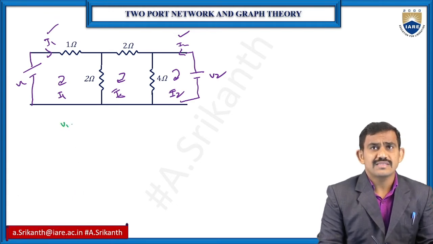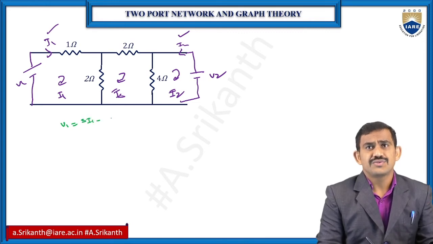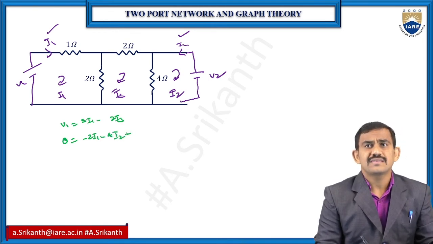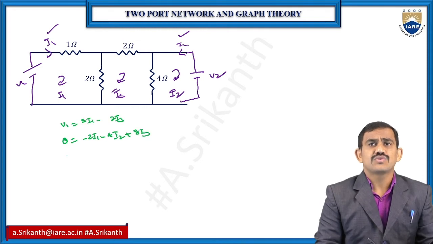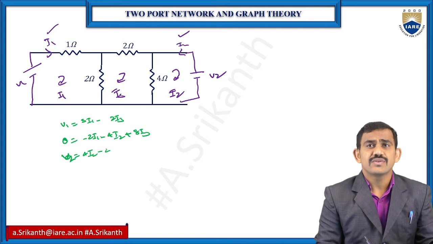So V1 is equal to 3 I1 minus 2 I3, and coming to 0 equal to 2 plus 2 plus... so 8. So minus 2 I1 minus, not plus, we'll go for the minus. So both are reverse direction means 4 I2 plus 8 I3. And coming to the last loop, we have the V2. So V2 equal to, here I have only 4 ohms. So 4 I2 minus 4 I3.